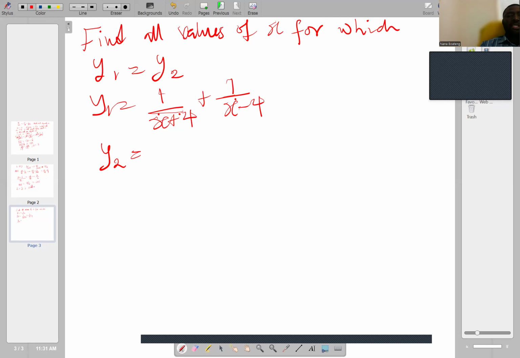So 15 divides 105 7 times, and 7 divides 105 15 times. So this gives us 22 divided by 105.